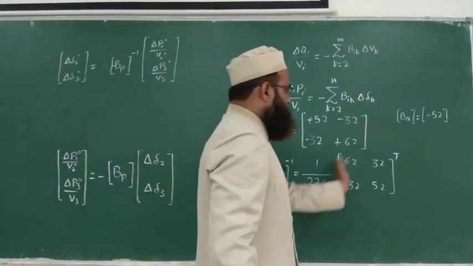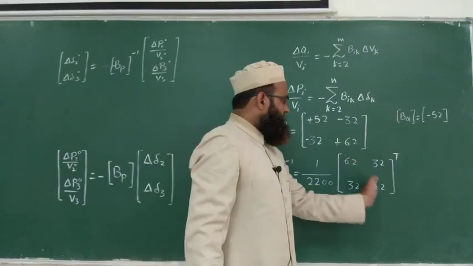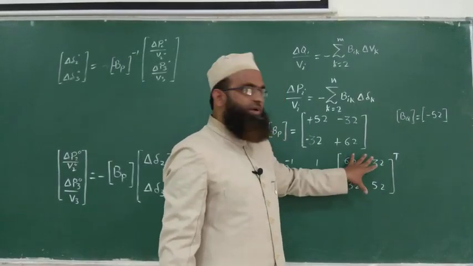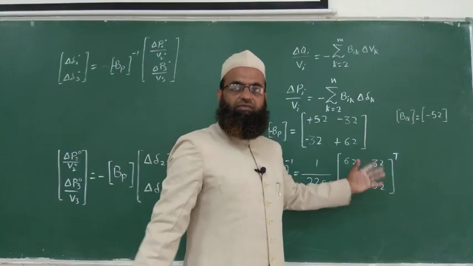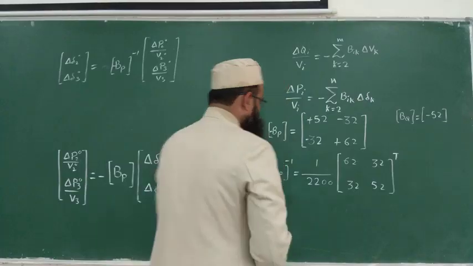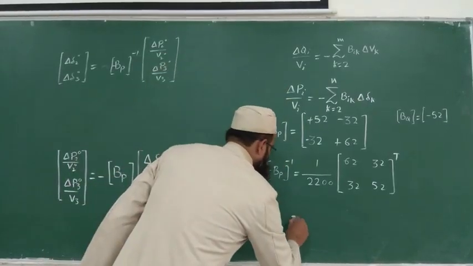Let's check it. So how to take transpose? The diagonal elements will be as it is. Take mirror image, both are same. So this will be having the same as its transpose. Fine. So finally divide with this. So you may have your values.